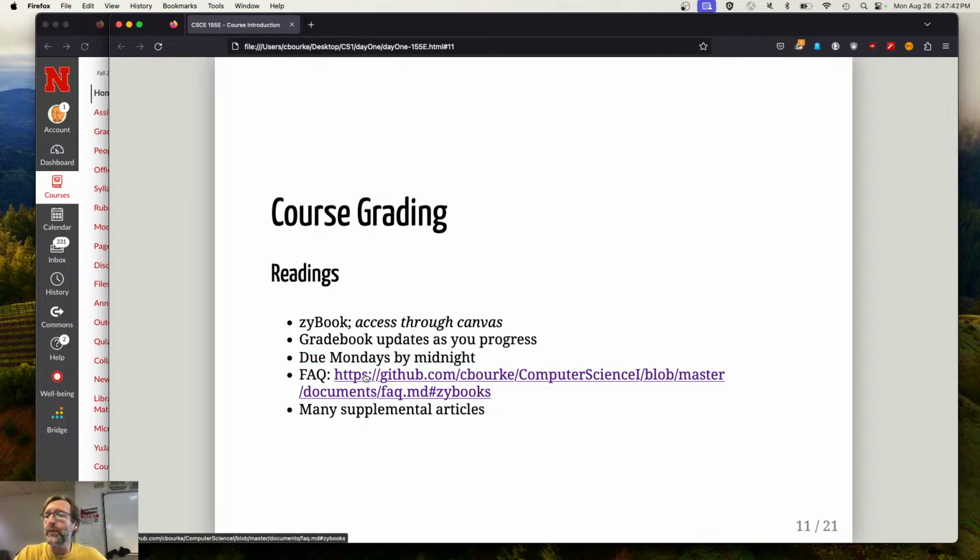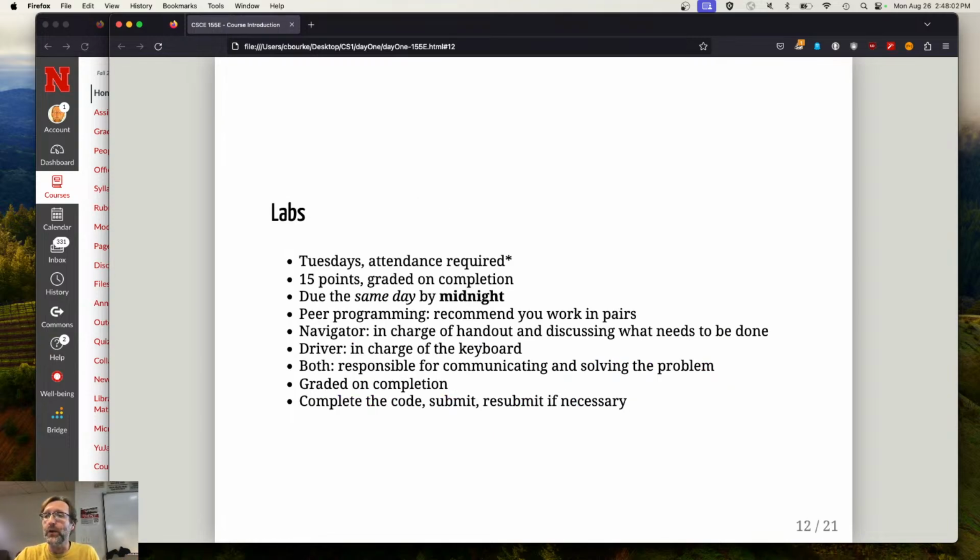We do have an FAQ. I'll link to that in the Campus Wire as well. For example, what happens if I did this and screwed up and did this? Well, here's how you fix it. Right? There are also many supplementary articles. That's worth 15 points, roughly 1% of your grade, and we have 13 of them, so it adds up to 13% of your grade. We'll take a look at the syllabus here in a moment. Labs are Tuesdays. Attendance is required, asterisk, I'll come back to that.